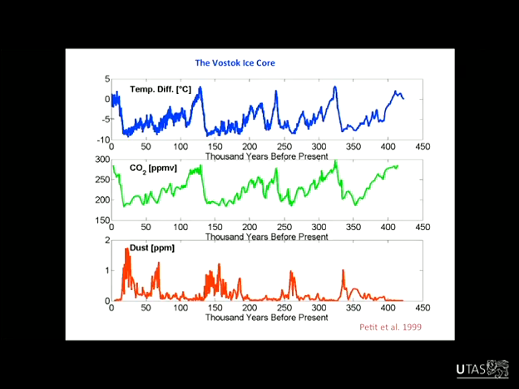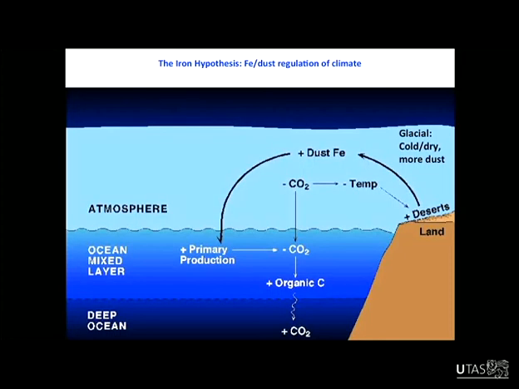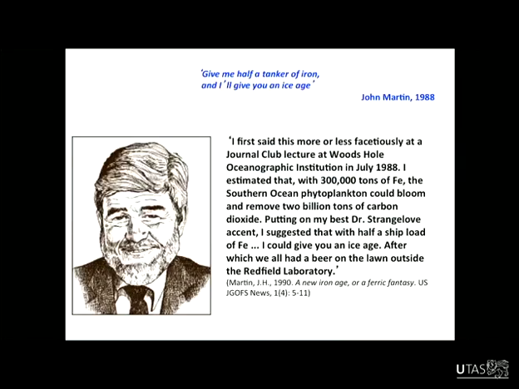There's been subsequent work that's shown that biological productivity in the ocean can probably only account for about half of this variability. So John Martin's iron hypothesis is not accounting for all of that 100 ppm change between glacial and interglacial periods. John Martin is famous, or perhaps infamous, for saying, give me half a tanker of iron and I'll give you an ice age.